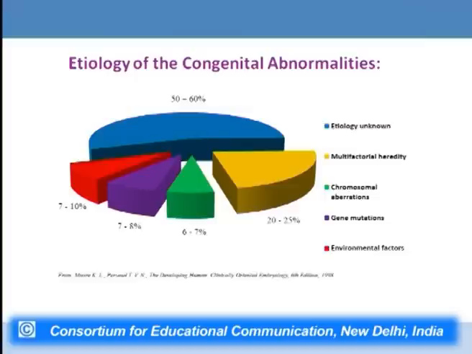This has been taken from the Clinically Oriented Embryology book, 6th edition, and the figures are from 1998. So, this is basically a general distribution of which type of abnormality leads to the formation of abnormal individuals and what percentage contribution there is. We can see that chromosomal aberration and gene mutation together account for about 13 to 15% of the abnormal individuals born. Now, how genetic mutation and chromosomal aberration cause malformation, this is what I am going to discuss.